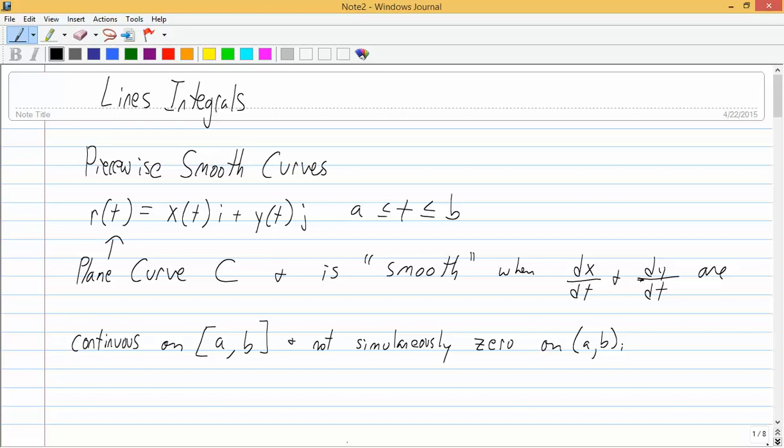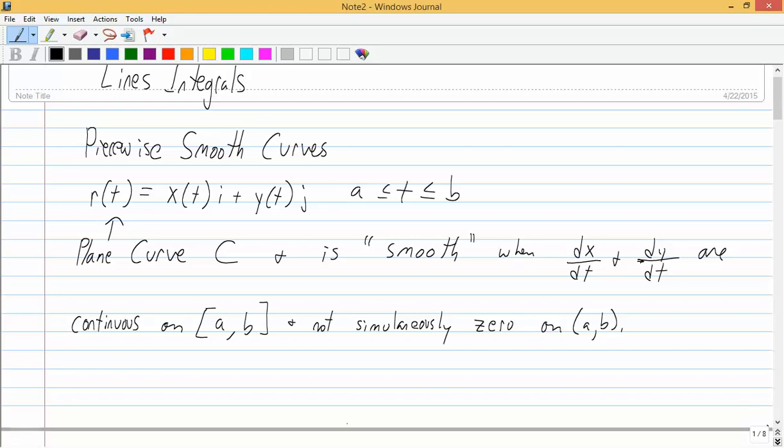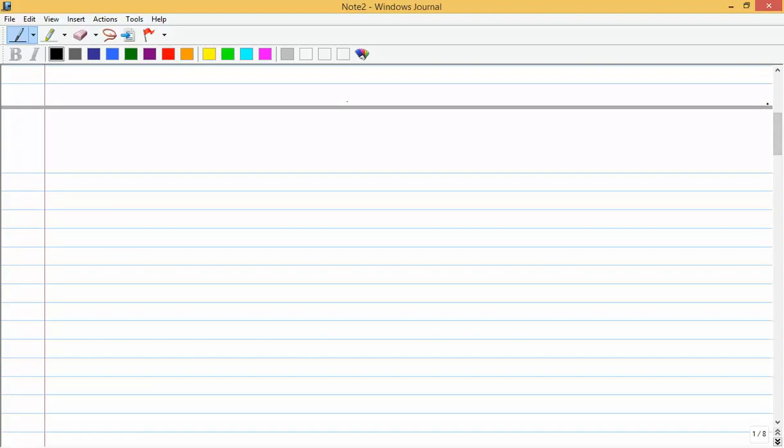And similarly, in three dimensions, if we have some curve in space and we just add one more component, some z of t times k, it will be smooth whenever dx/dt, dy/dt, and dz/dt are continuous. Okay? A curve C is piecewise smooth when the interval can be partitioned into a finite number of subintervals. And so we want to think of those subintervals kind of like different pieces of a graph. That's where the piecewise comes in, right? A piecewise function is a function with many pieces.